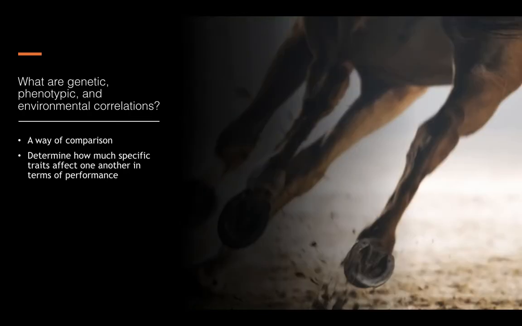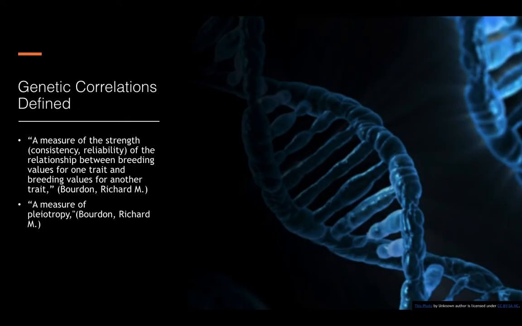In a broad and collective sense, genetic, phenotypic, and environmental correlations are a way of comparison. They can be used to determine how much specific traits affect one another in terms of performance. In his Understanding Animal Breeding book, Richard M. Borden defines genetic correlation as a measure of the strength, consistency, reliability of the relationship between breeding values for one trait and breeding values for another trait. He also defined it as a measure of pleiotropy.